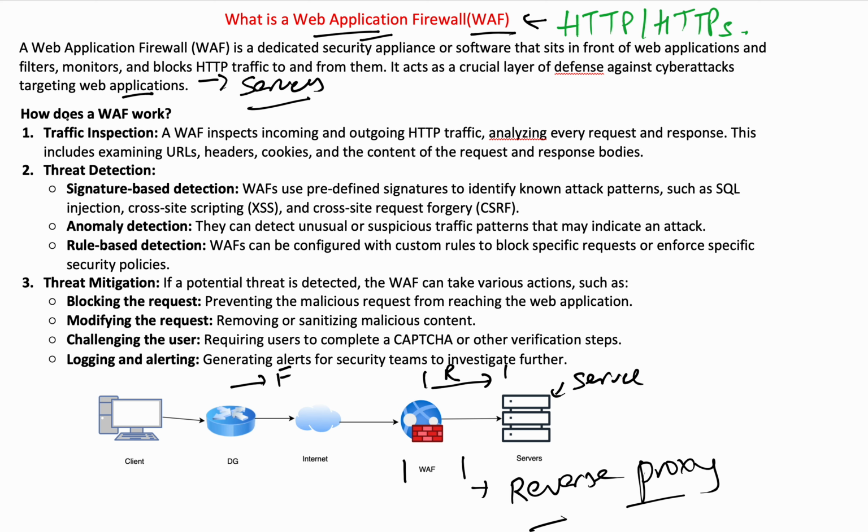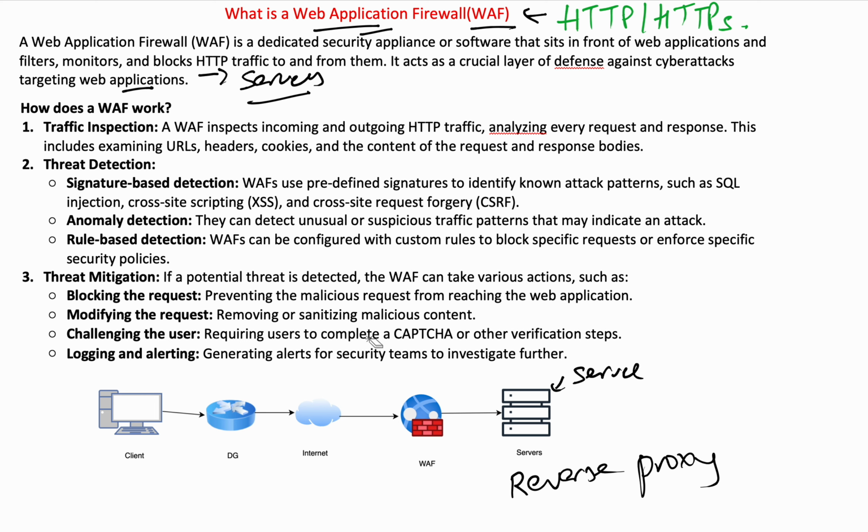Now, keeping this in mind, we need to know how a WAF works. So what does it do? It will inspect traffic, so you can apply your inspection rules and policies on the WAF. And how does it do the inspection? WAF inspects incoming and outgoing HTTP traffic, analyzing every request and response. This includes examining URLs, headers, cookies, and the content of the request and response bodies.